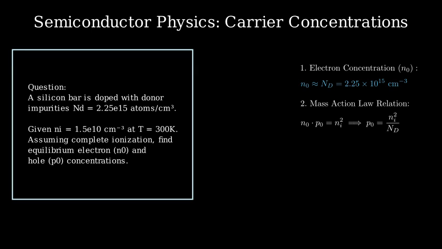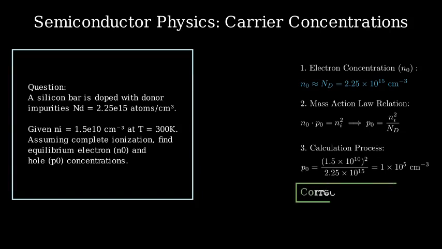For the numerator, we square our intrinsic carrier concentration of 1.5 times 10 to the power of 10. This yields 2.25 times 10 to the power of 20. For the denominator, we plug in our electron concentration, which is 2.25 times 10 to the power of 15. As you can see on the right side, the constants 2.25 elegantly cancel out.